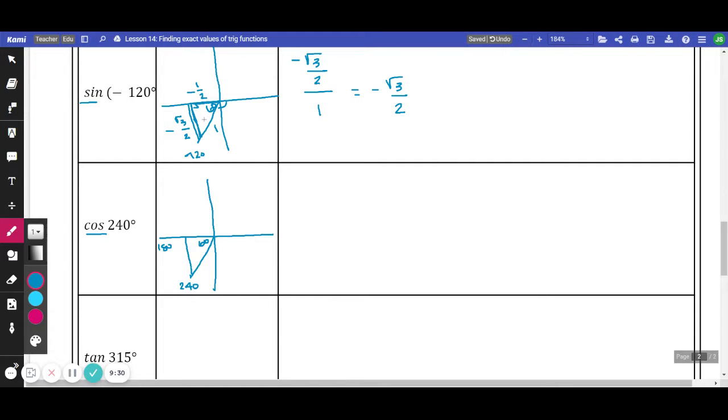Cosine is adjacent, is negative 1/2, divided by hypotenuse is 1. So negative 1/2 over 1 is negative 1/2.